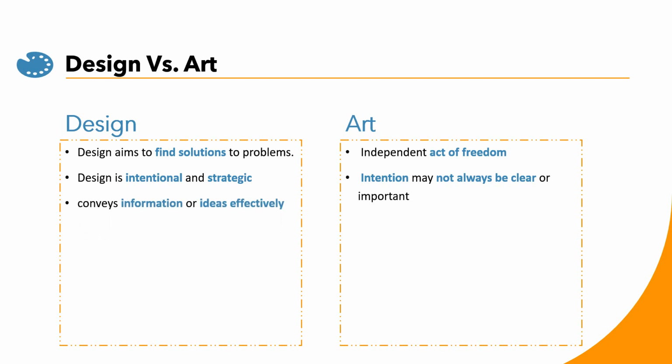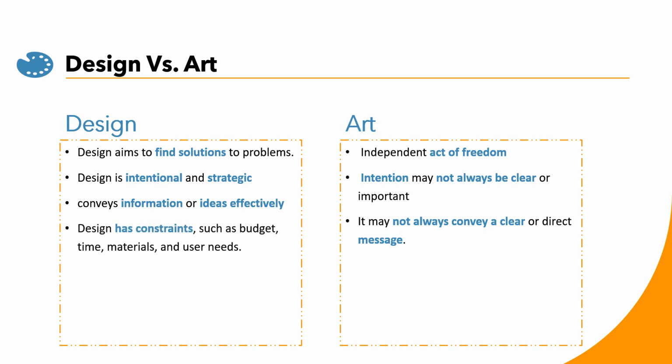Also, design conveys information or ideas effectively. You are going to deliver or communicate a certain idea, whereas art might not always convey a clear or direct message. We might not understand the painting's feeling or expressions. Design has constraints such as budget, time, material, and users' needs. Art can be done with fewer constraints.